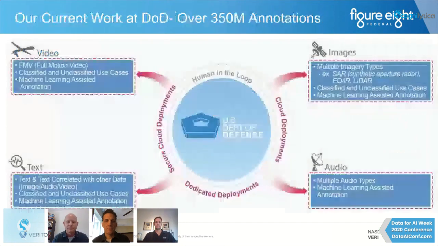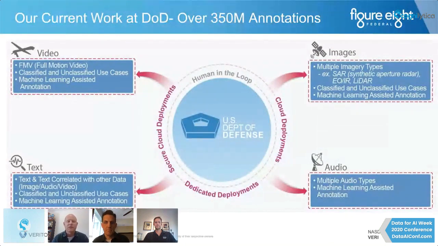We go to the next slide. So our current work within the DoD, and this is just essentially how we're doing some of that work. Just to give you an idea of some of the things that we're really involved in right now. We go from the top left all the way over to the bottom right. We have use cases that are really working on video, such as full motion video, classified and unclassified use cases, where we're applying machine learning assisted annotation. We have work on imagery, where we're working on things like SAR, synthetic aperture data, EOIR data, LiDAR data, also on classified and unclassified use cases, audio as well as text.